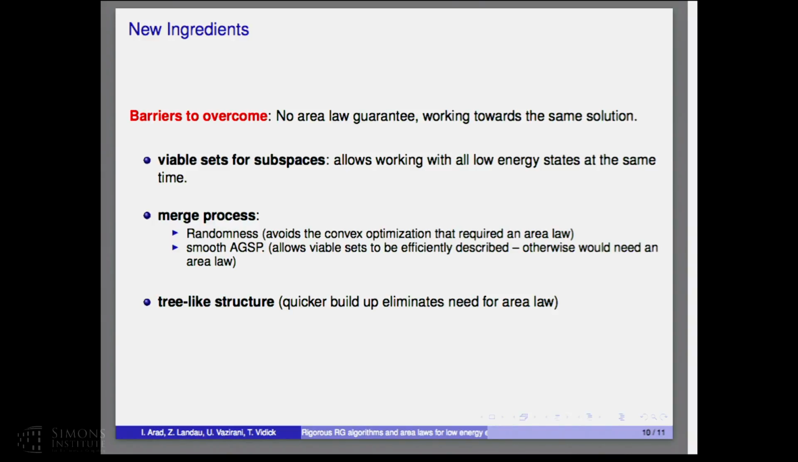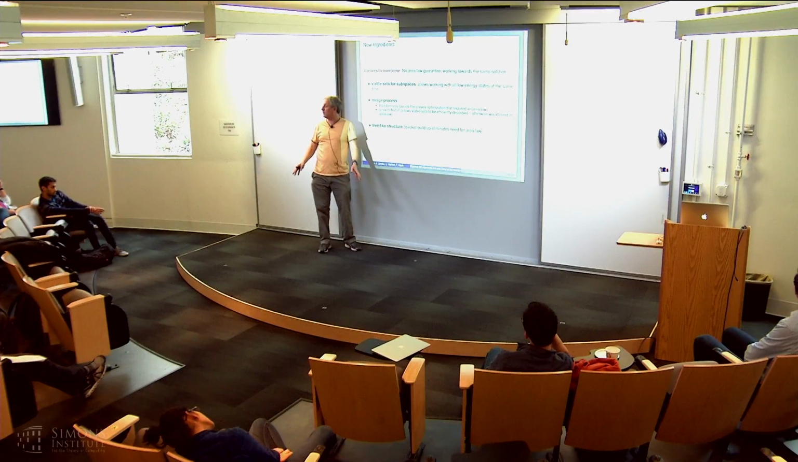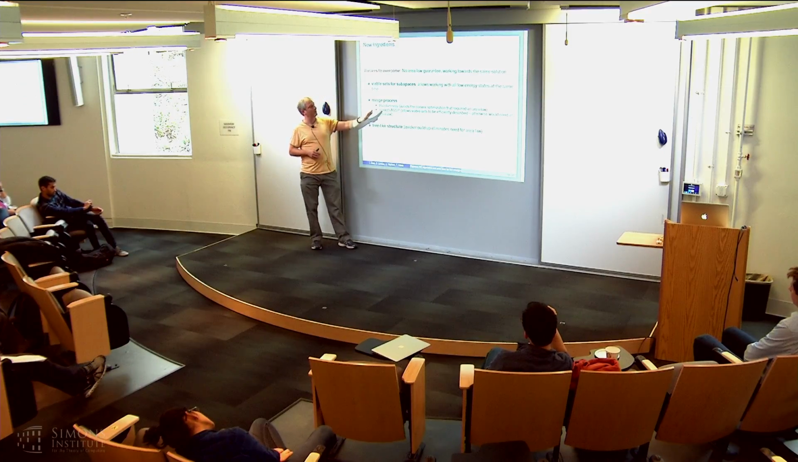So the notion of a viable set for subspaces rather than for a single element conquered this second barrier of working towards the same solution, because you now attack all the solutions simultaneously. So by the time you're done, you're getting everything at once rather than picking off one at a time. And the merge process, right? The randomness replaced what used to be done with convex optimization. And the convex optimization only worked because there was a guarantee that there was an area law, a guarantee that there was a solution there. With randomness, we didn't know there was a solution there before we did the algorithm. When the algorithm provably works, that gets you the area law. So the randomness overcomes the convex optimization point that required the area law.